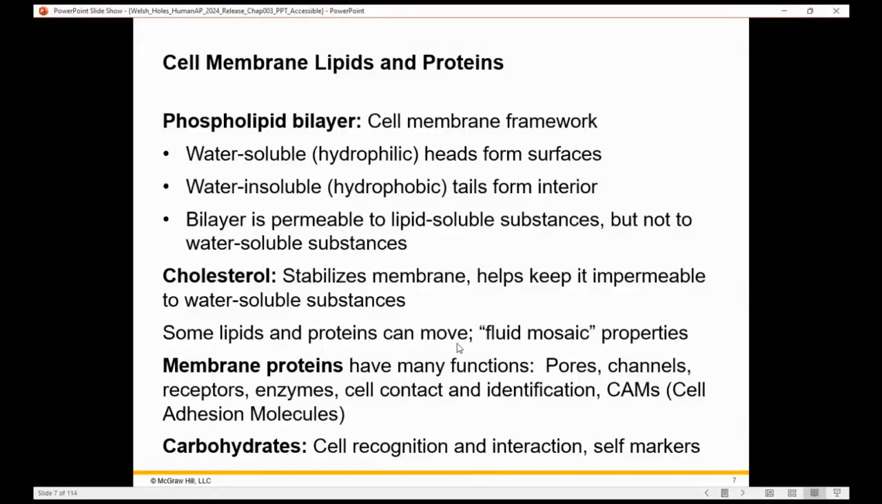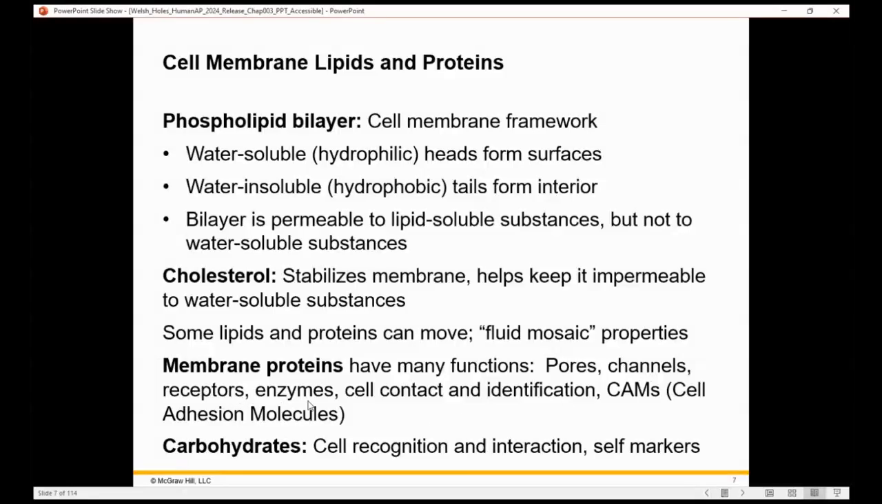Some lipids and proteins actually move around, and we call this a fluid mosaic of the cell membrane. It's very much like a bunch of balloons floating on top of the water in a way. Then you have membrane proteins with many functions. Some of them are pores, which allow things to move in and out, or channels also.